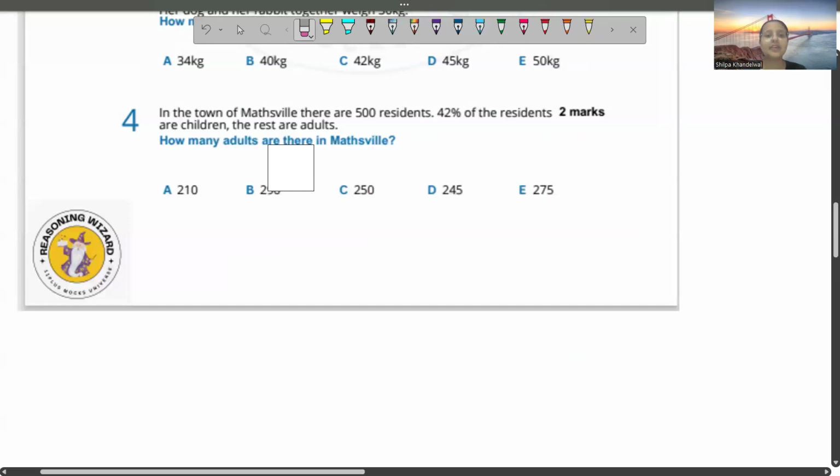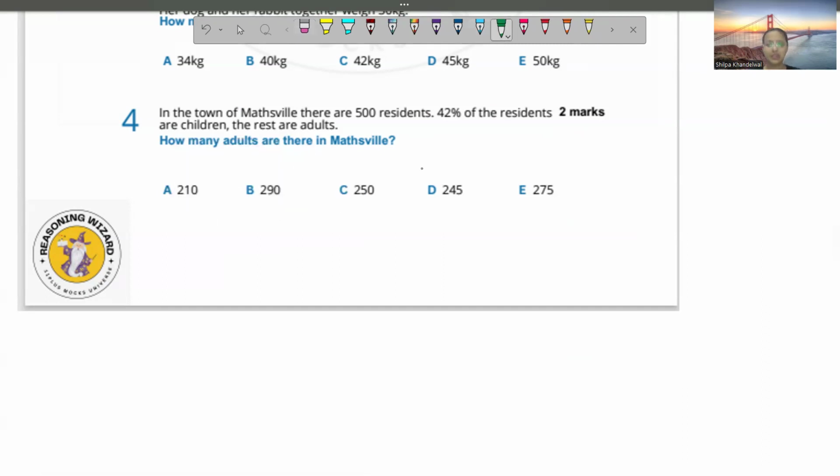In Maths Village, there are 500 residents. And 42% of the residents are children. The rest are adults. So, how many adults are there in Maths Village? Well, very simple, right? They already gave you that the total residents in the town are basically 500, right? So, what are we going to do? We need to calculate 42% of 500 because that's the number of children, right?